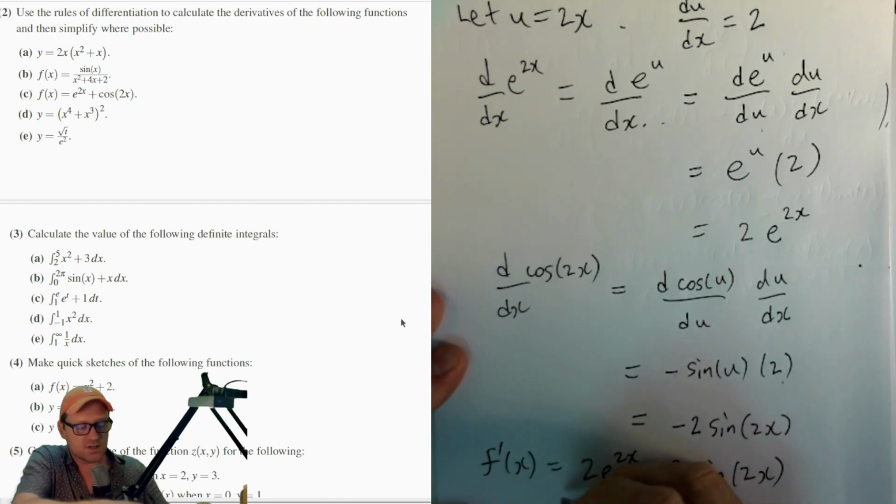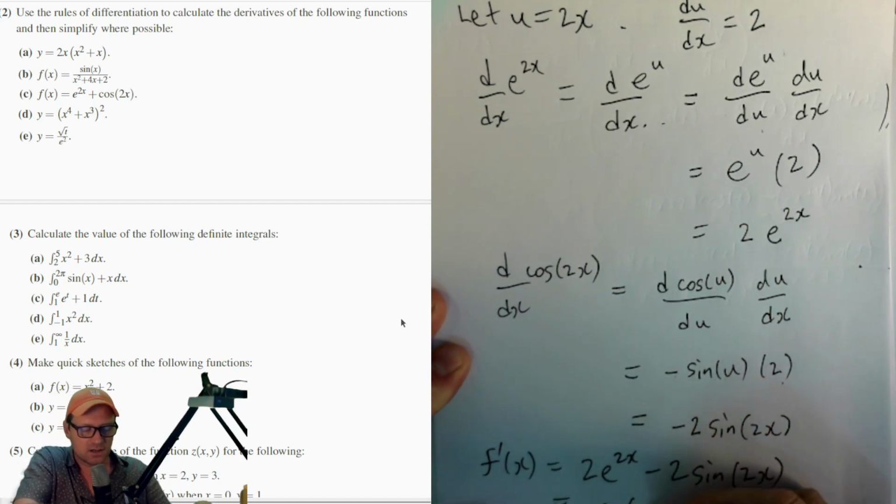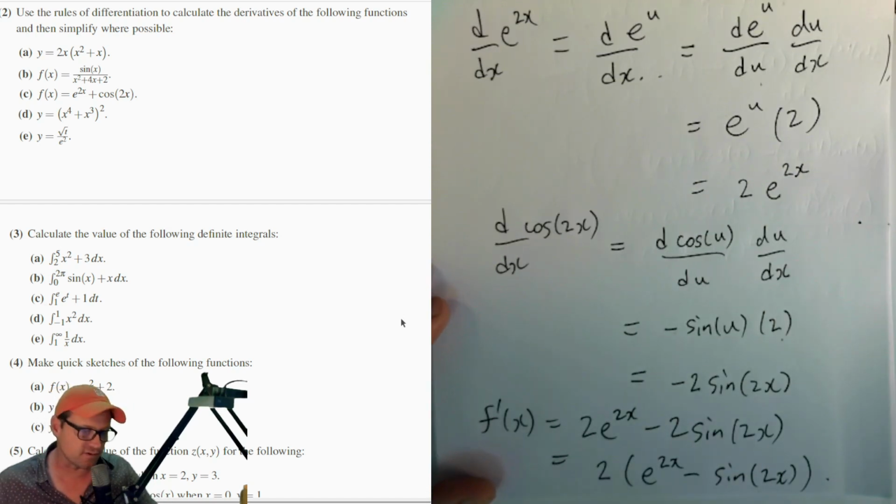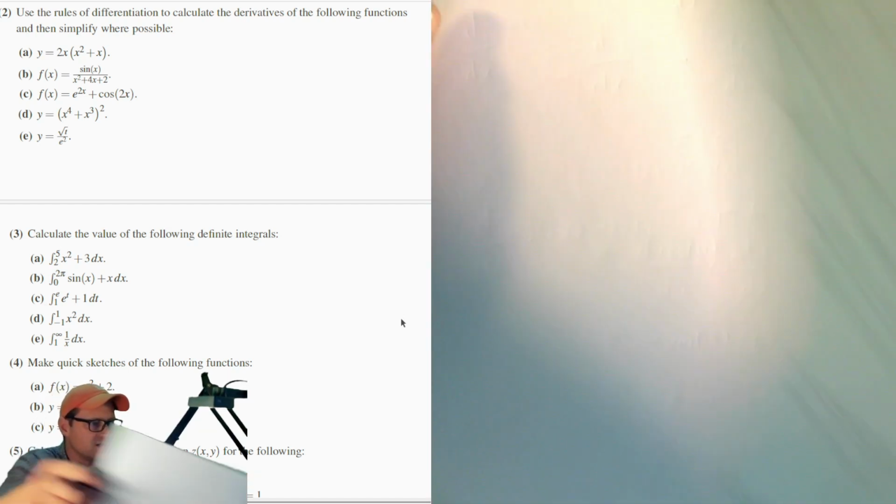and it's possible to factorize a 2 out of this. So you could, if you wanted to, call this 2 outside of e to the 2x minus sine of 2x. And that's just fine. Okay, let's move on to 2 part D.